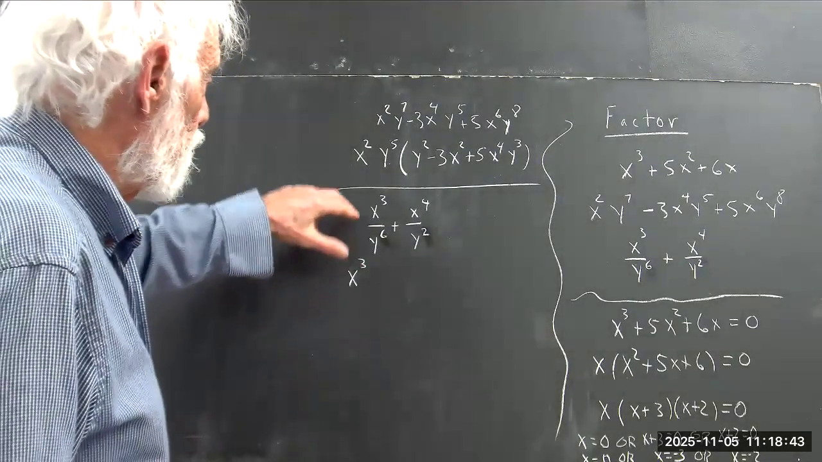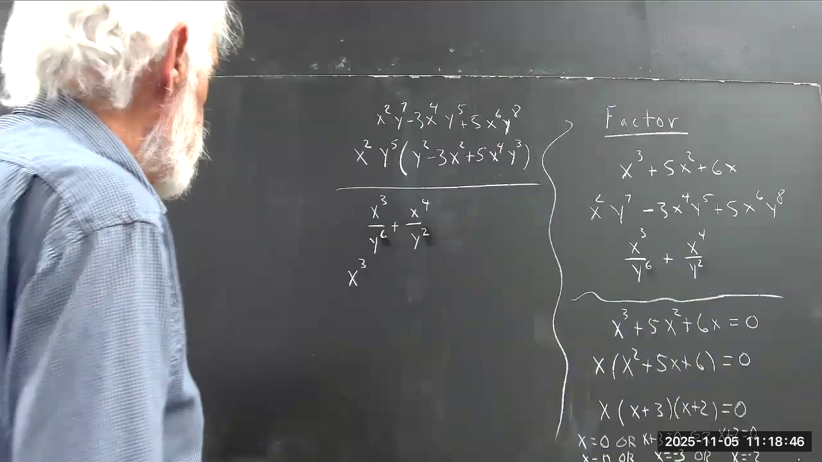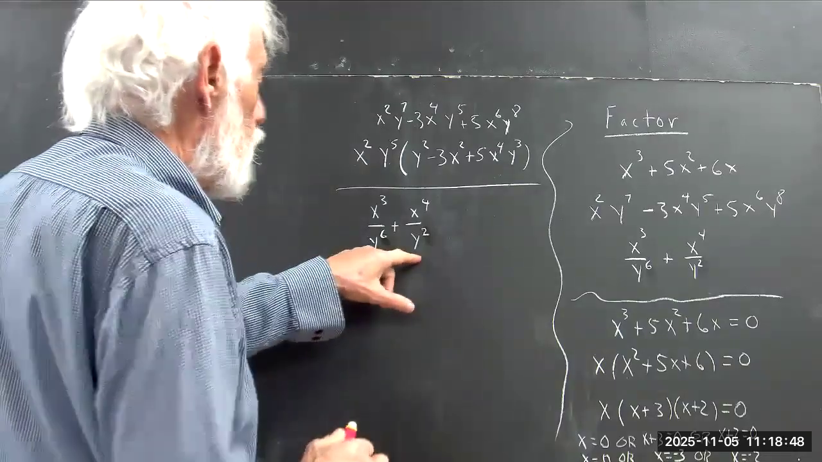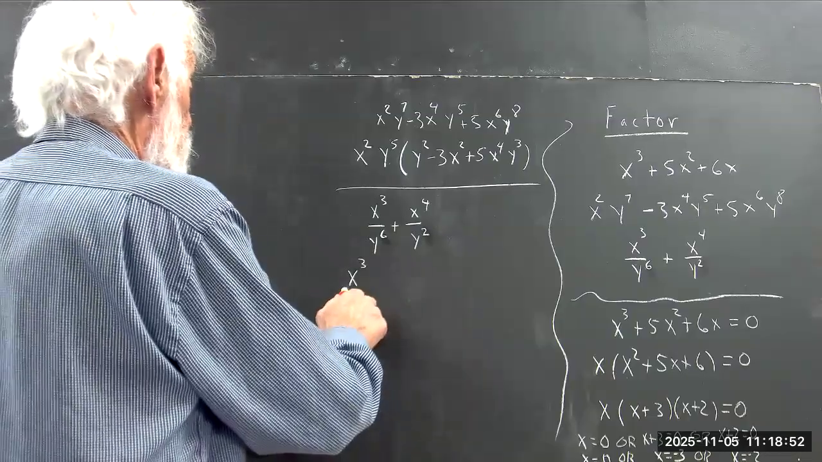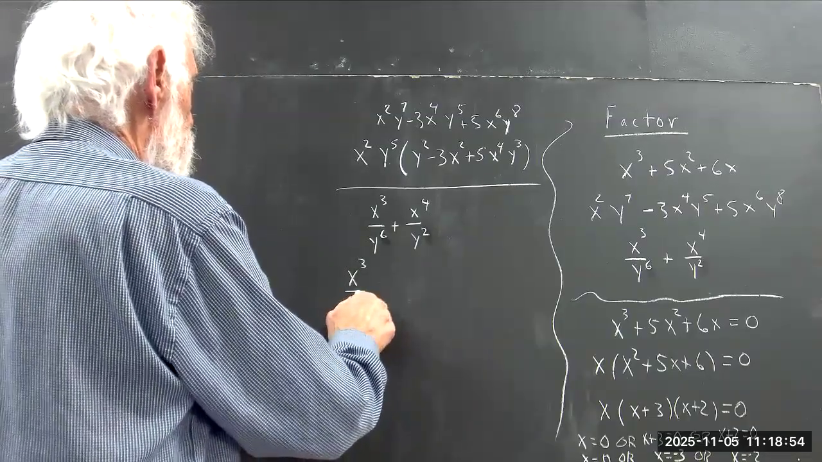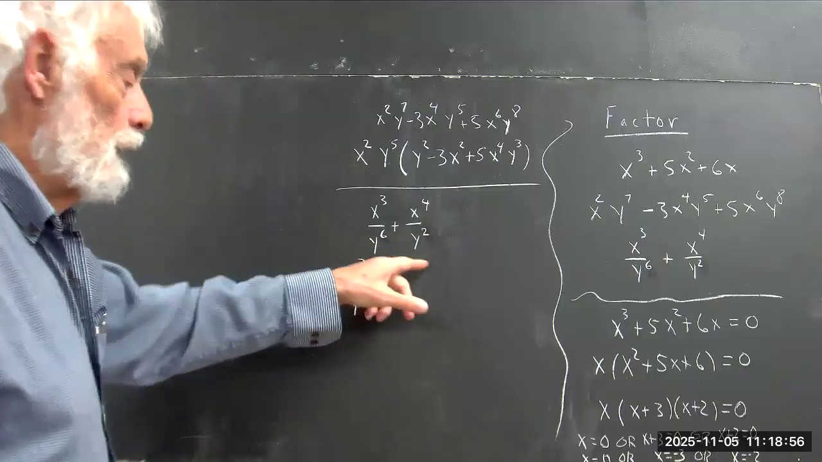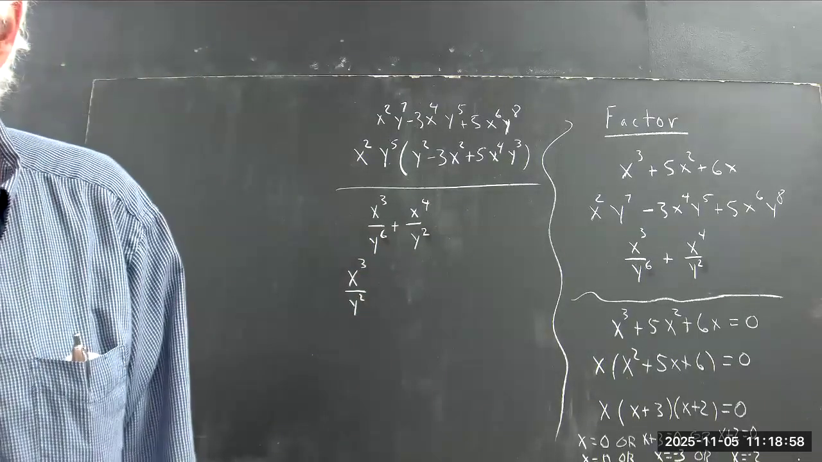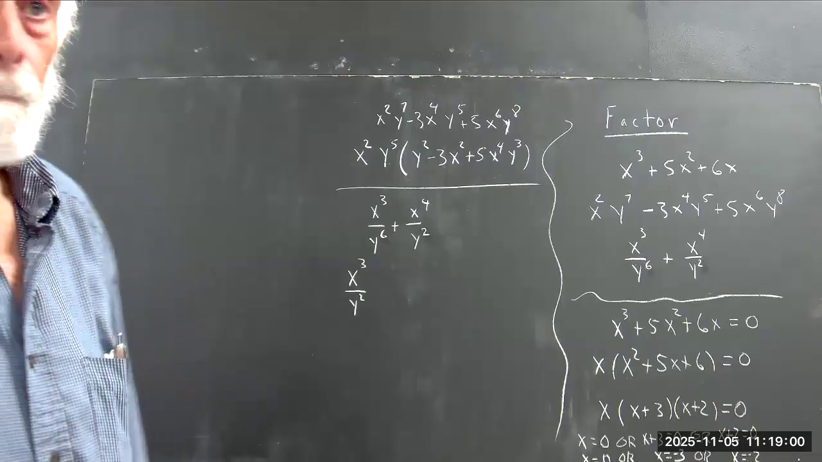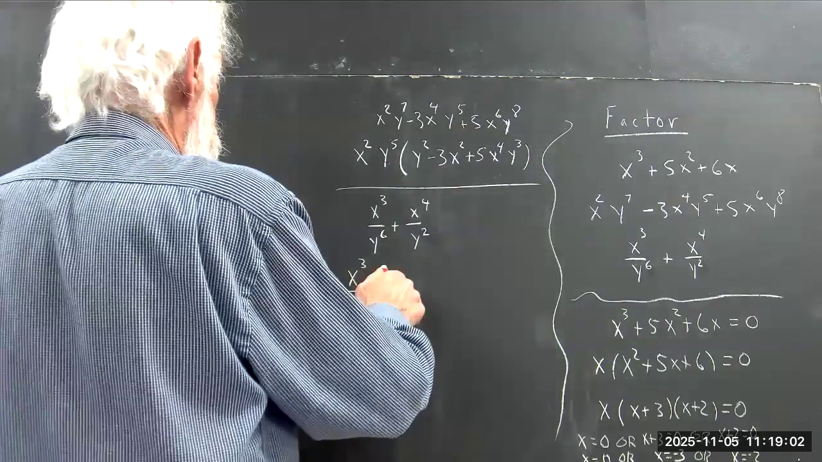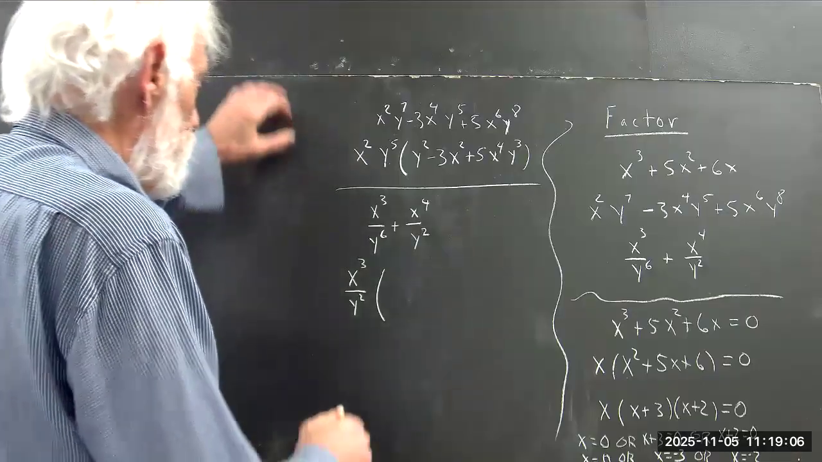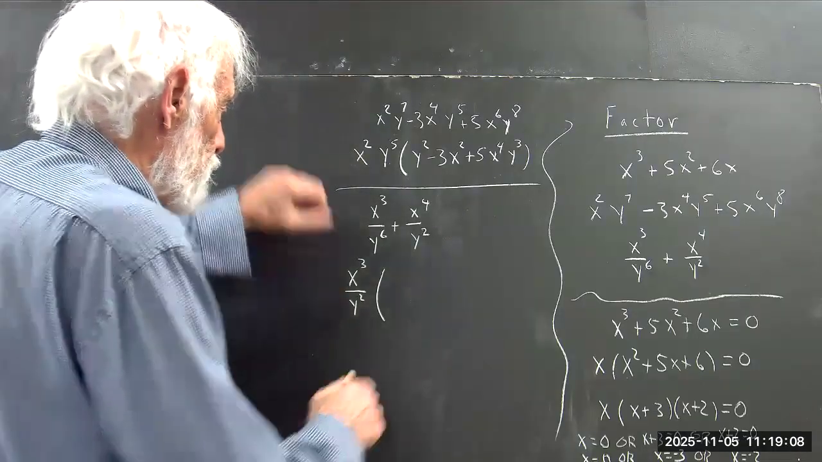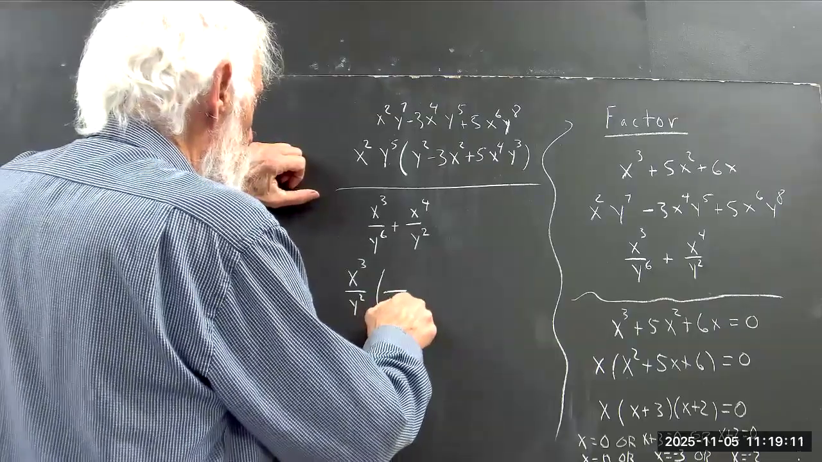Okay, so we can factor x cubed and we can factor out y squared, right? But it's got to be in the denominator, because our y's are in the denominator. Does that make sense? And what's that leave us? Well, the denominator is going to have y to the fourth.